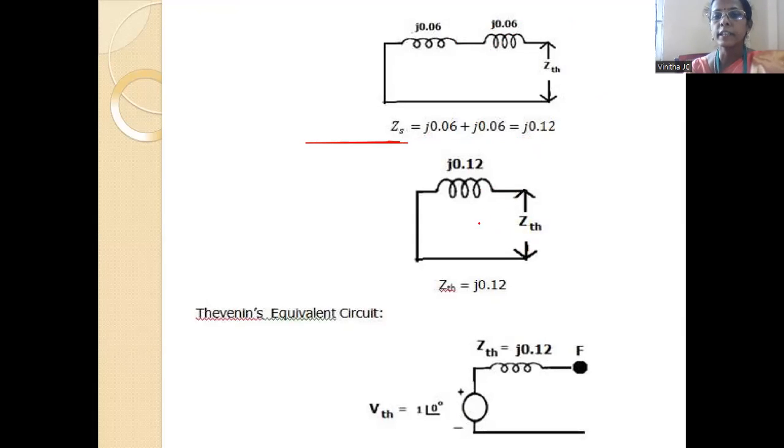Now we can draw the final equivalent circuit. Here we have ZTH, this is the value of ZTH. From this value of ZTH, we can draw the Thevenin's equivalent circuit, which consists of the Thevenin's voltage as well as ZTH. Its voltage is 1 angle 0 degrees and the impedance is j0.12. And here, this is the fault point F.